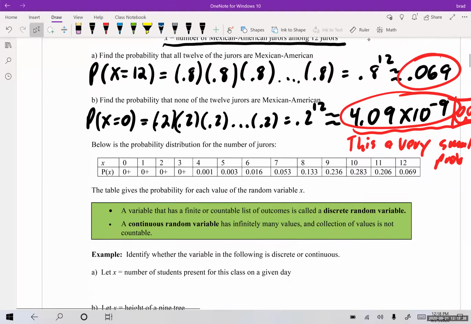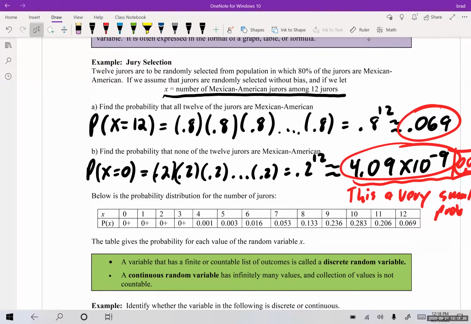Okay, so this is how I did it here, but I could have also used the table. Now, what if they had said 7 Mexican American jurors? Well, I can't do it the same way. I would actually have to rely solely on the table because I couldn't do it by hand right now. I don't have the tools to take care of that problem.